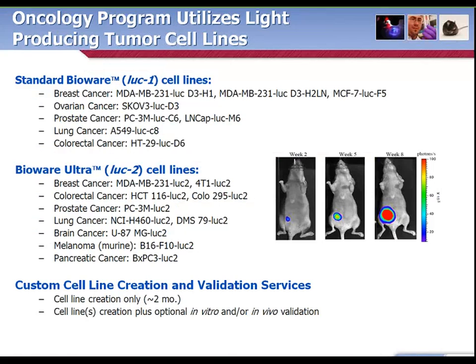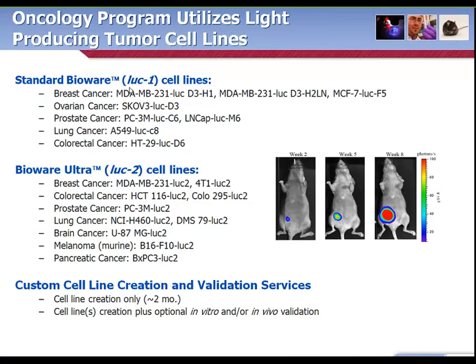To do these studies, we are using cell lines that have been modified to express luciferase. We're covering many of the major cancers: breast cancer, ovarian, prostate, lung, colorectal, brain, melanoma, and pancreatic at this point. In addition, we can custom create cell lines, meaning we can take cell lines and transfect luciferase in so that we can use this imaging technology to do these studies.